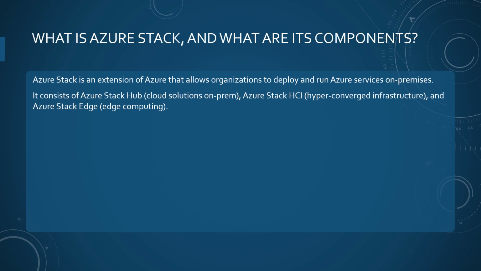What is Azure Stack and what are its components? Azure Stack is an extension of Azure that allows organizations to deploy and run Azure services on premises. It consists of Azure Stack Hub, a cloud solution on-prem, Azure Stack HCI, hyper-converged infrastructure, and Azure Stack Edge, which is used for edge computing.